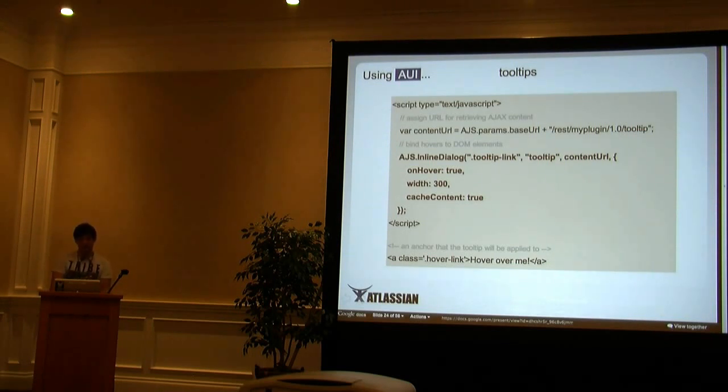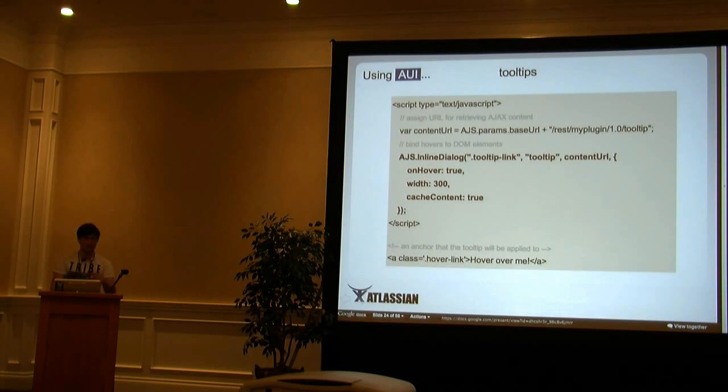So when you hover over that particular trigger for that dialog, that anchor, it'll fire off a request in the background, retrieve that content from, in this case, a REST URL, or a REST resource, and then render that tooltip inline for you. And we've also specified a few options. There's that on-hover option, so that's what actually makes it a tooltip in this case. If that's set to false, you'll actually have to click on the element.